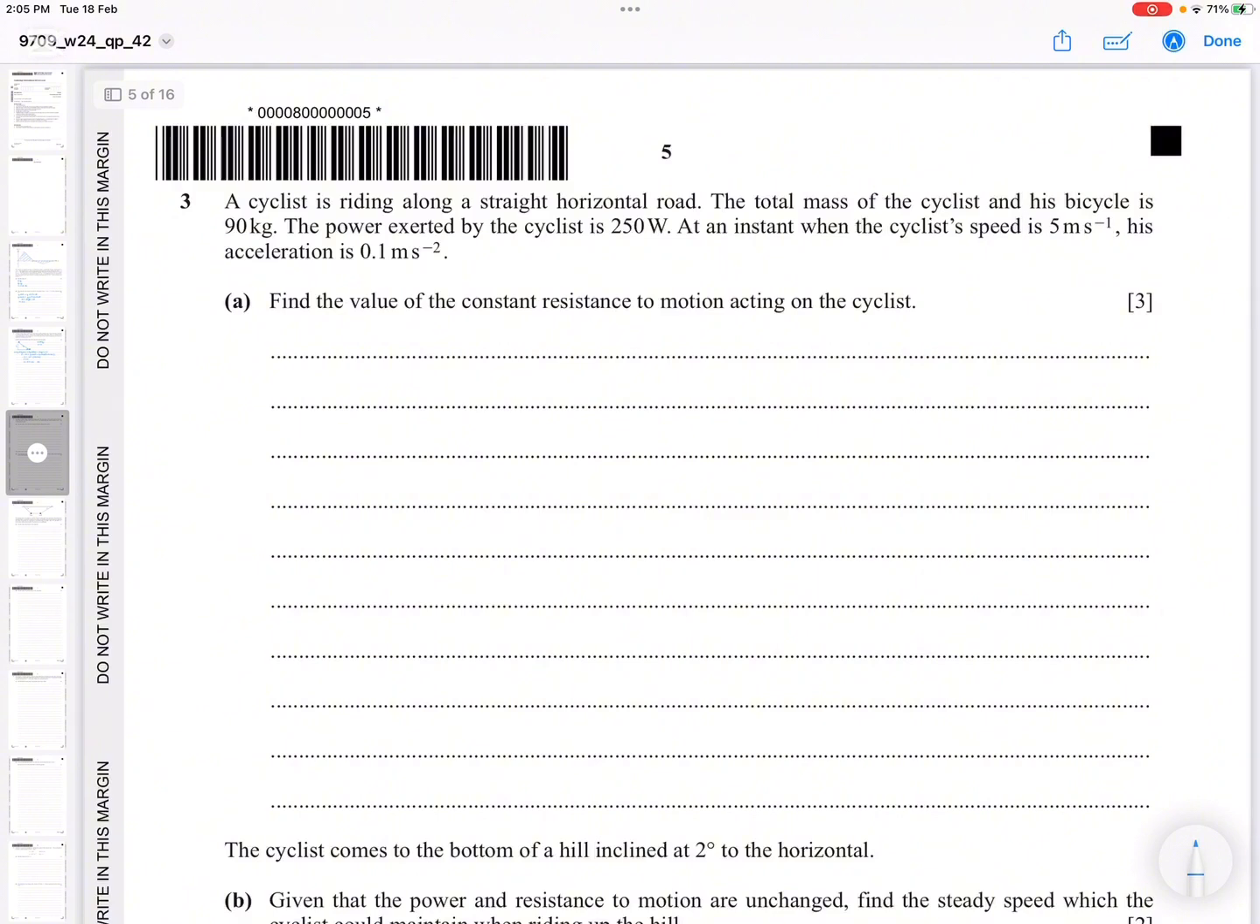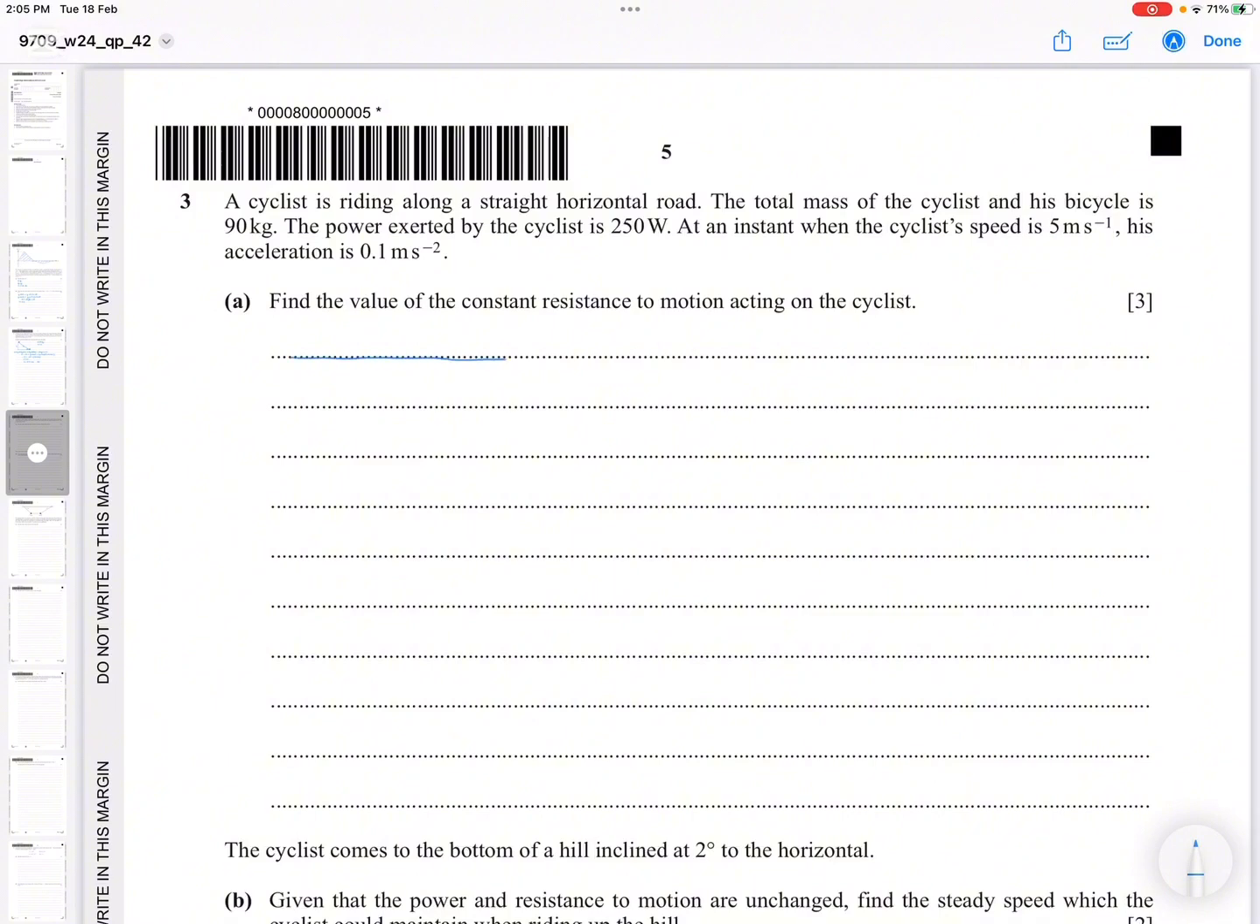Question number 3. A cyclist is riding along a straight horizontal road. The total mass of the cyclist and his bicycle is 90 kg. Power exerted by the cyclist is 250 watt. At an instant when the cyclist's speed is 5 meter per second, his acceleration is 0.1 meter per second square. In part A, find the value of the constant resistance to motion acting on the cyclist.